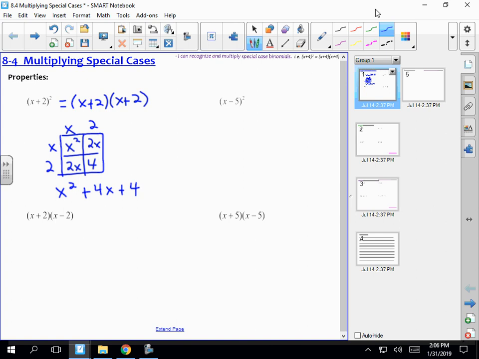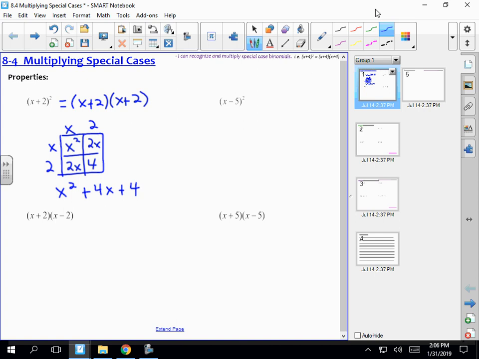So there's a little bit of a pattern here that we see, and the pattern is this. We square the first term, and we square the second term, just like you normally do, to get x squared and 4. And then there's a special pattern here from the middle. Notice that these two are both the same. So what we're doing is taking the product of the x and the 2, which is 2x, and then we're doubling it.